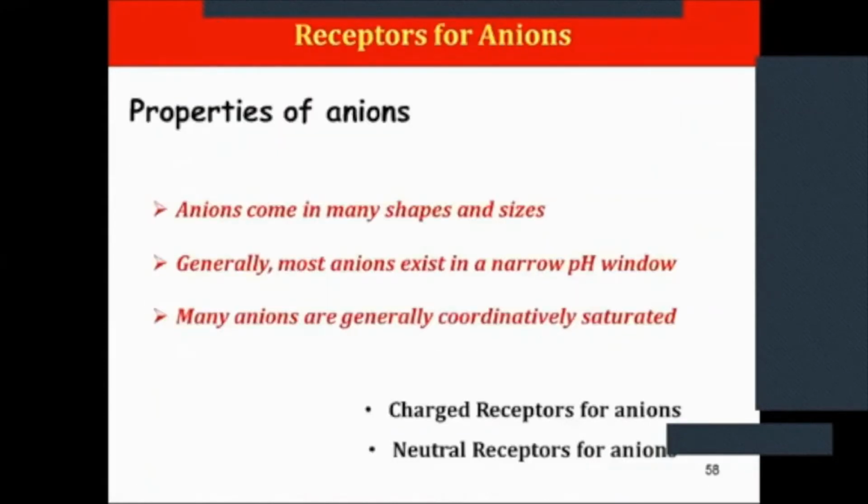So the next step is the receptor for anions. You have seen that constructing a receptor for cations is very easy, as most cations are spherical in shape. But anions have different properties. They come in many shapes and sizes. For example, halides are spherical, thiocyanate is linear, nitrate is planar, phosphates are tetrahedral, hexafluorophosphate is octahedral, and so on.